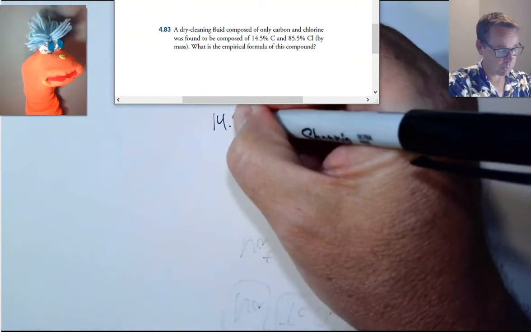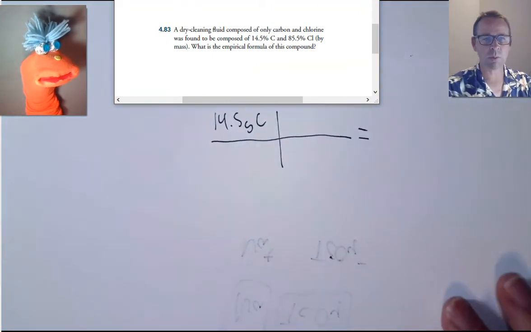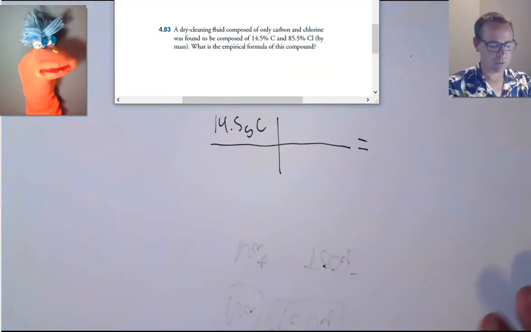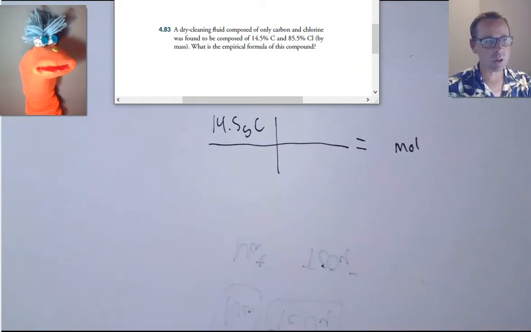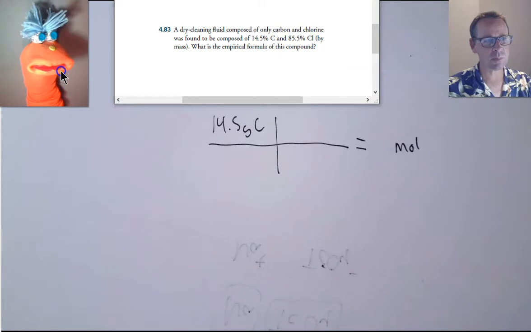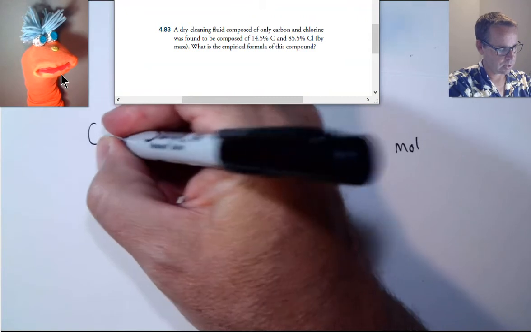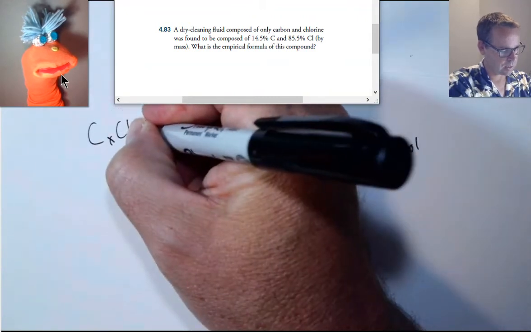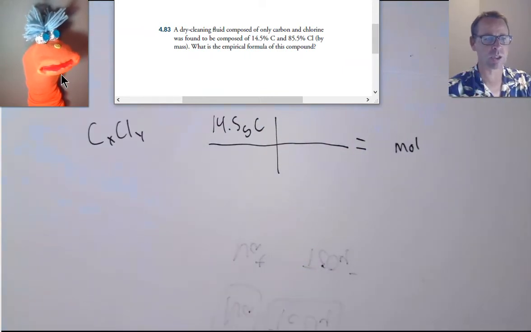So from that 14.5 grams of carbon, we can convert that to what? What do we want? Moles? Yeah, how did you know to go to moles? Just guessed. Well, the way that we know that we want to go to moles is because the empirical formula is a molar expression of the molar relationship between the different elements, right? So again, this is some sort of CxCly compound. We don't know what X and Y are, but X and Y are expressing a molar relationship, the moles of carbon to moles of chlorine.